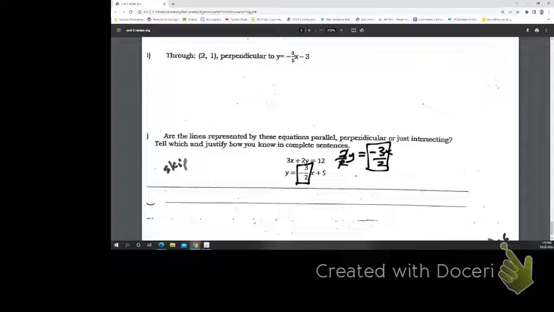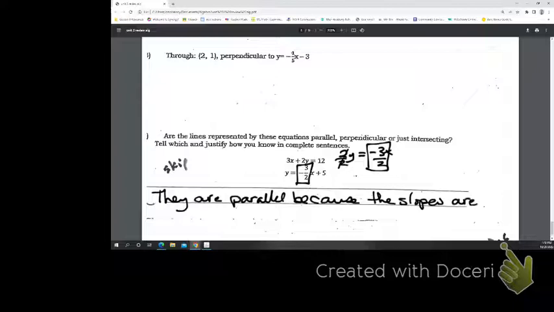So in this case, I would say they are parallel because the slopes are the same. Or I could say the slopes are equal. Or I could say the slopes are both -3 over 2. If my second one had been 2 over 3, positive, I would have said they're perpendicular. If my other one had been -2 over 3, or -7, or -29, or anything, I would have said they're just intersecting, or they are neither perpendicular or parallel.